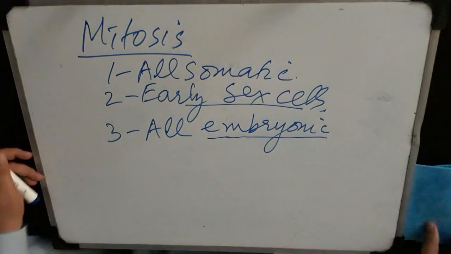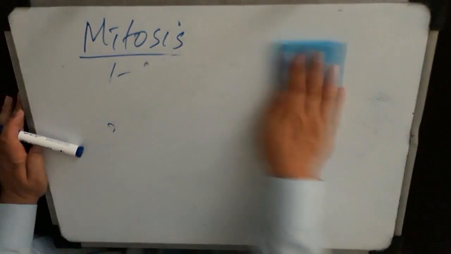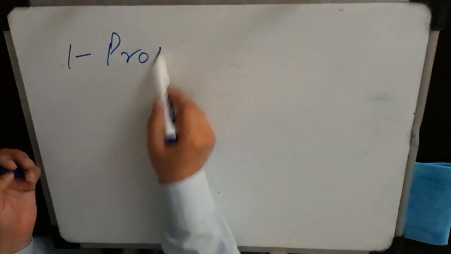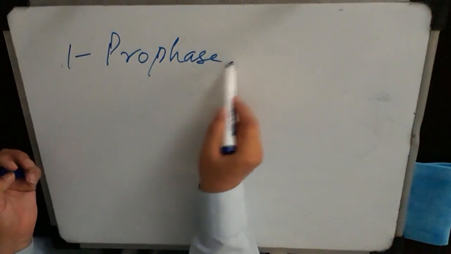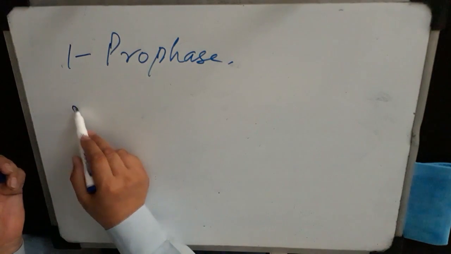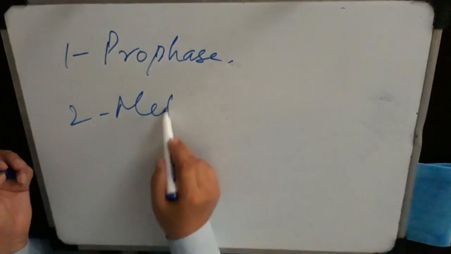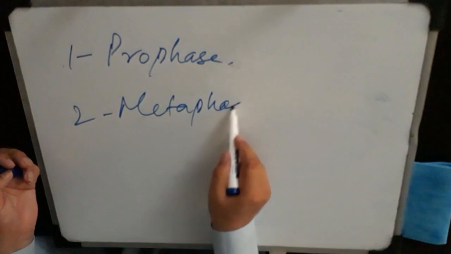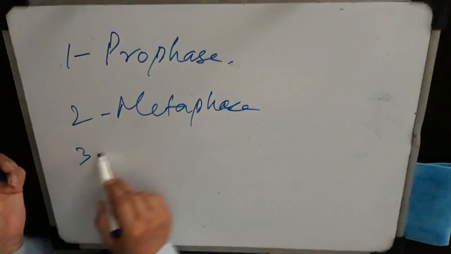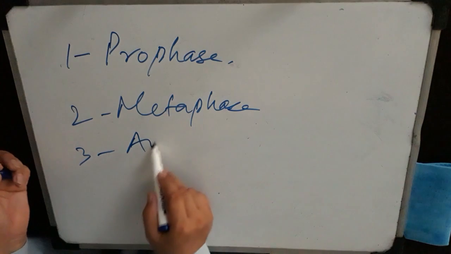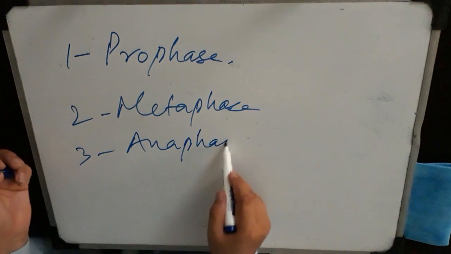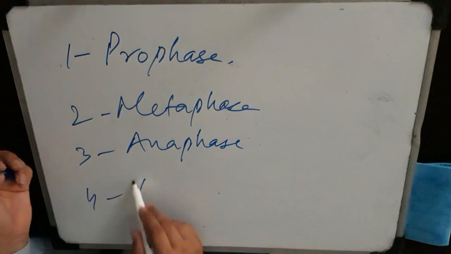There are four phases of mitosis. Number one is the prophase. Number two, metaphase. Number three, the anaphase. Number four, telophase.